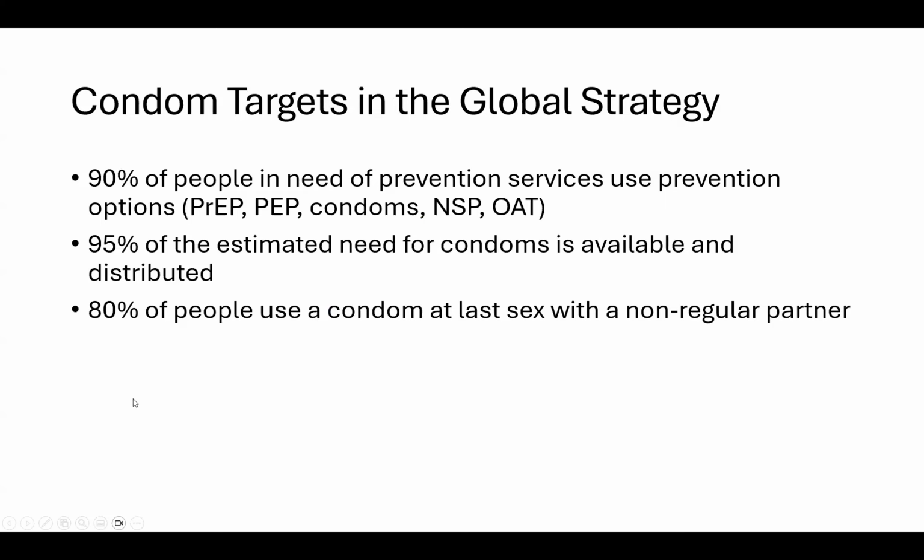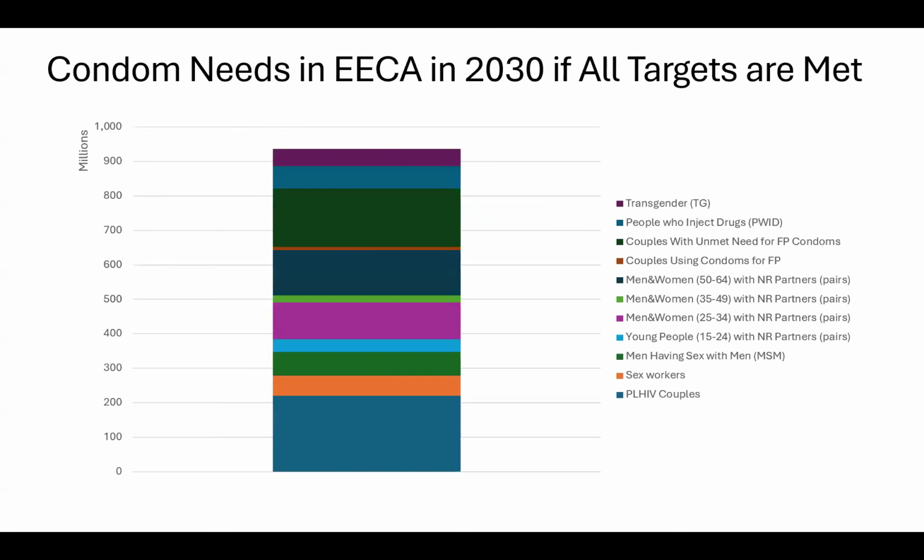Condom targets in the global strategy are ambitious. They specify that 90% of people in need of prevention services use some prevention option, whether that's PrEP, PEP, condoms, NSP, or OAT, and that 95% of the estimated need for condoms is available and distributed, and that 80% of people we would want to use a condom at last sex with a non-regular partner.